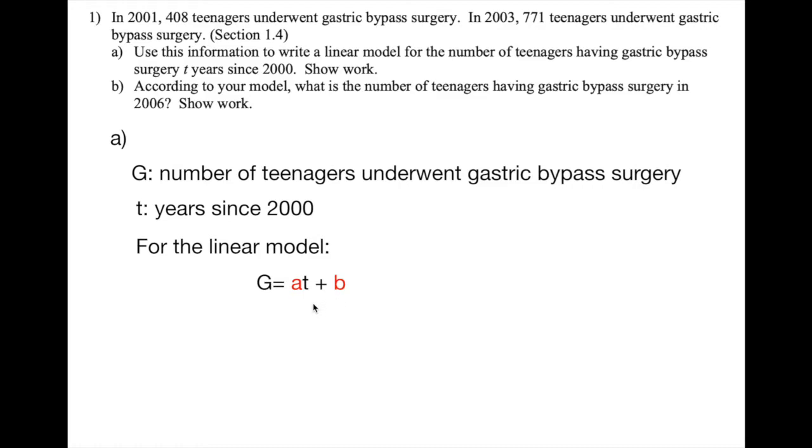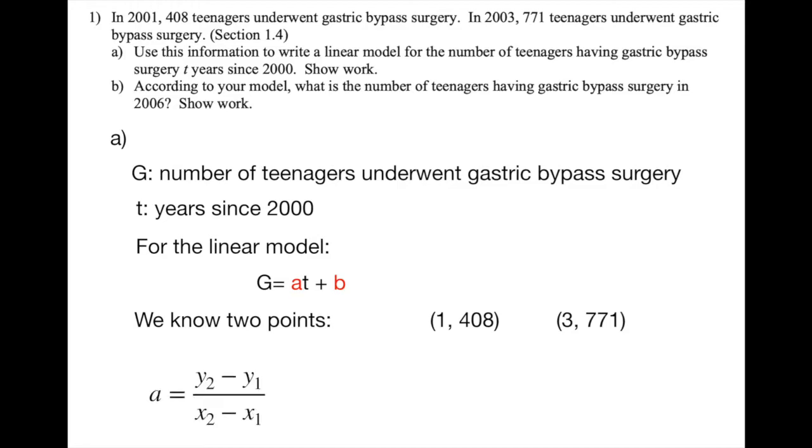First, let's calculate the slope A. In order to get that, you need 2 points. So here we have 2 points. The first one: in the year 2001, 408 teenagers underwent the surgery. So T equals 1, G equals 408. The second point is from this sentence here: in the year 2003, 771 teenagers underwent the surgery. So that means T equals 3, G equals 771.